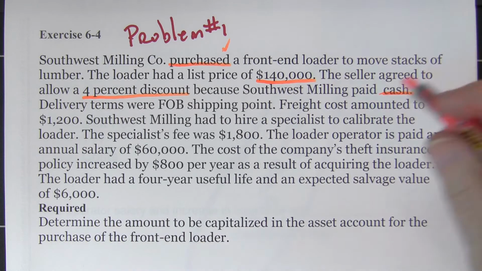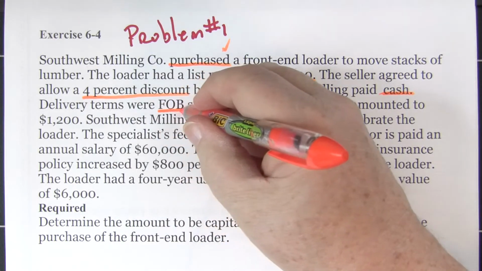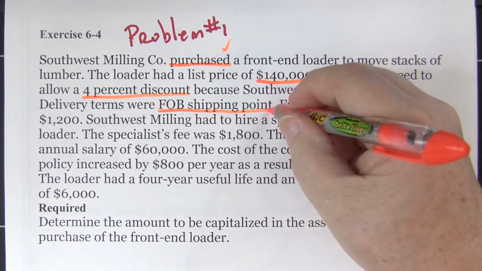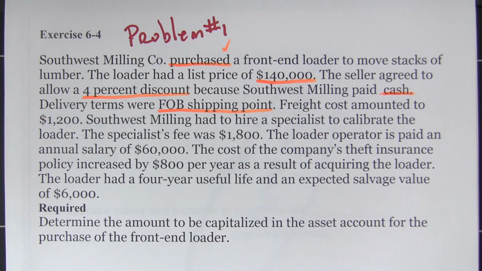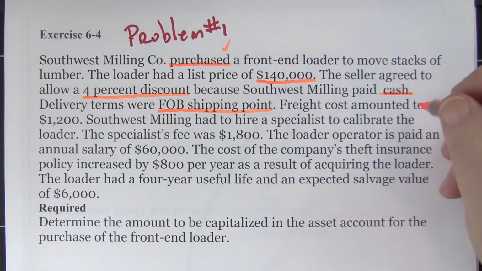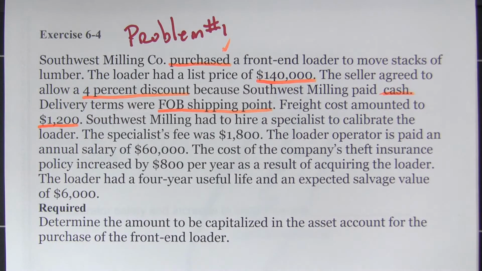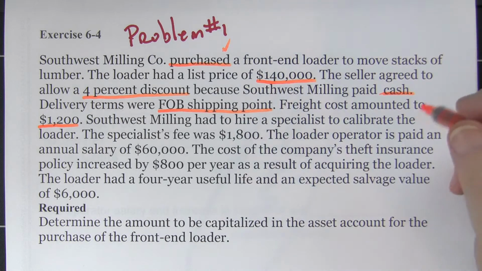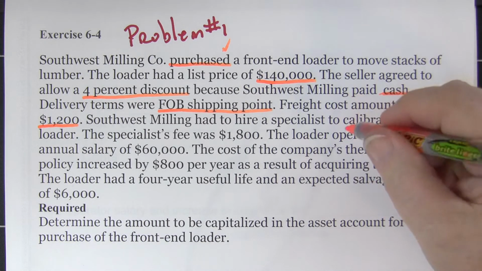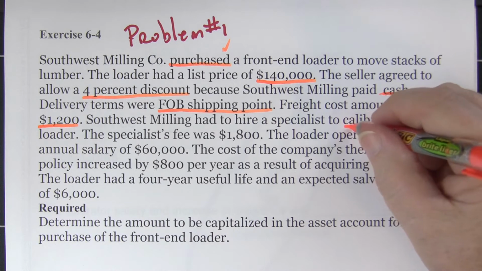Delivery terms were FOB shipping point. So that means once it's shipped, it's ours, so we get to pay for the shipping. The freight cost amounted to $1,200. We're going to need that. They had to hire a specialist to calibrate the loader. I've driven front end loaders. I don't know how you calibrate them, but we'll pretend it's true.